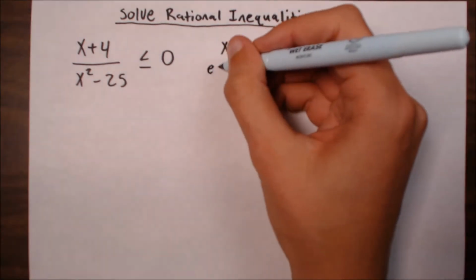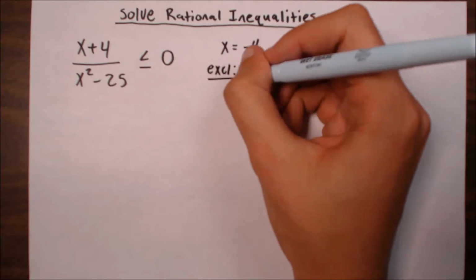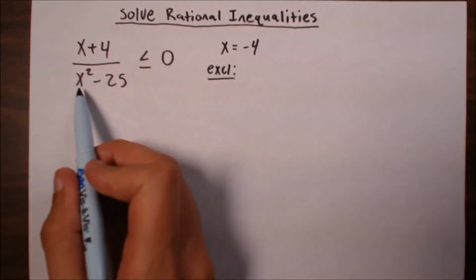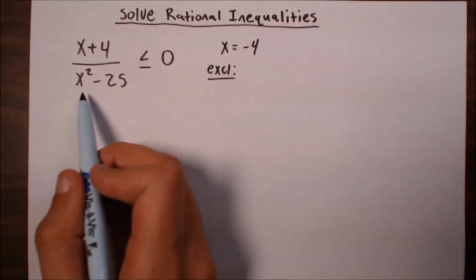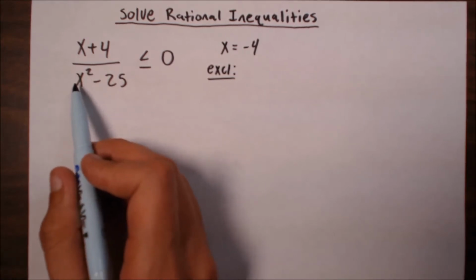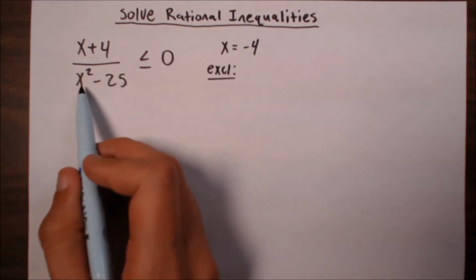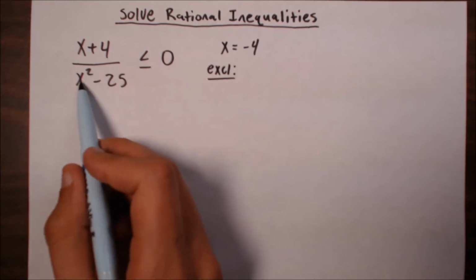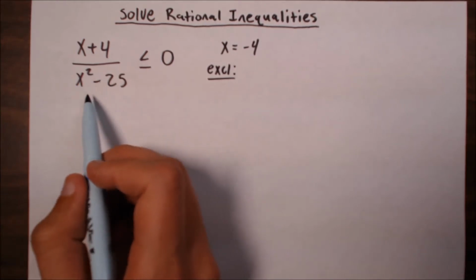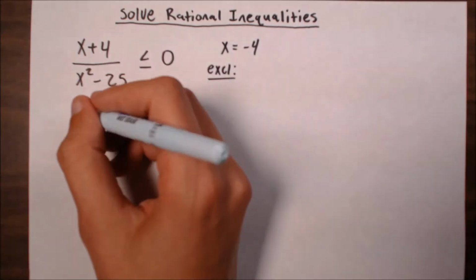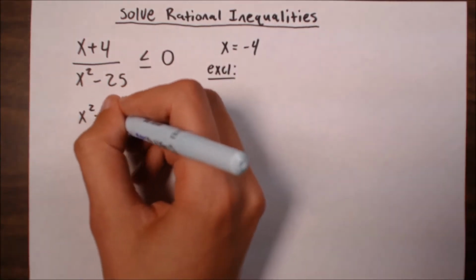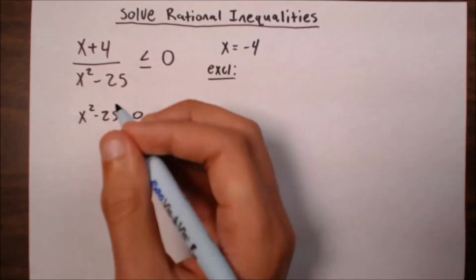And so I like to write out what my excluded values are. The excluded values in this case are what would make this 0. Now, a lot of people probably look at this and realize that the excluded values are going to be 5 and -5, because that's what would make the denominator equal 0. If you need to, though, you can write this out, set this equal to 0 and solve it.